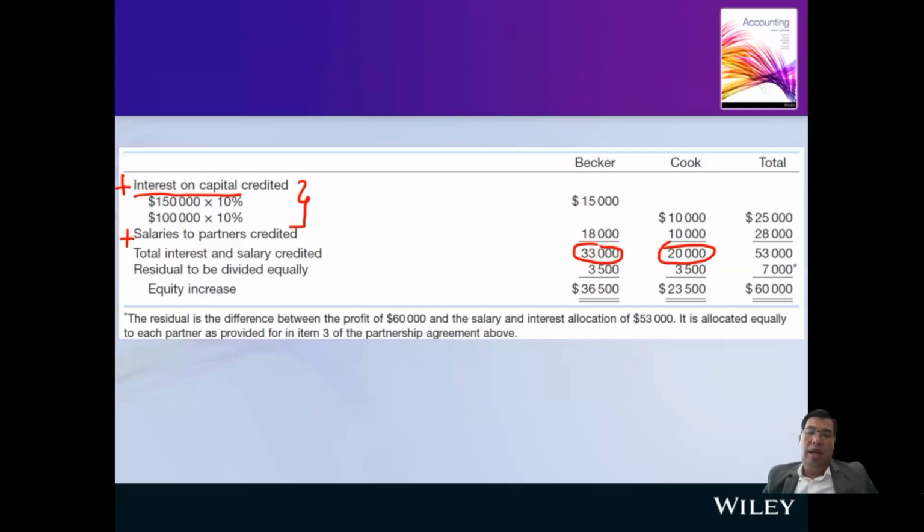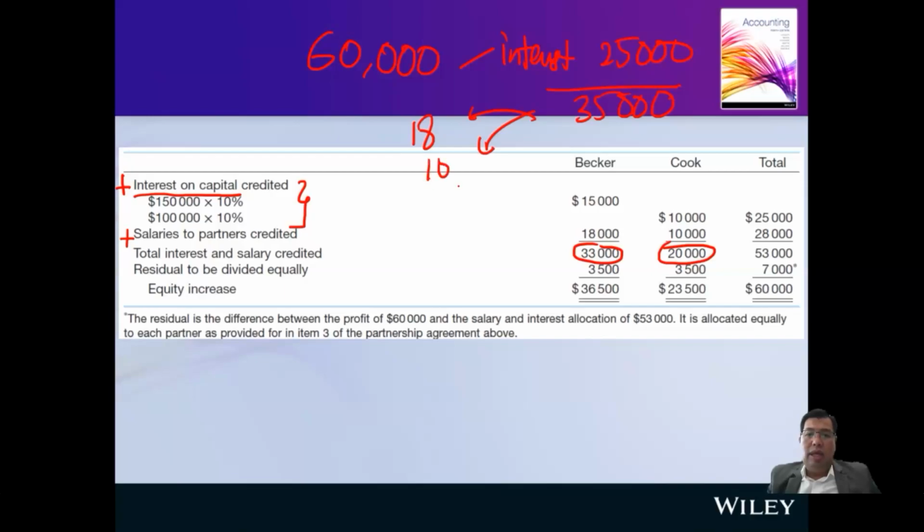Okay. If you still remember, we have 60,000. Now we pay the interest. How much do we pay in interest? 15 and 10, that's 25,000. So you have a balance of 35,000. From this 35,000, you pay a salary of 18,000 and another salary of 10,000. So 28. So the balance now is 7,000.